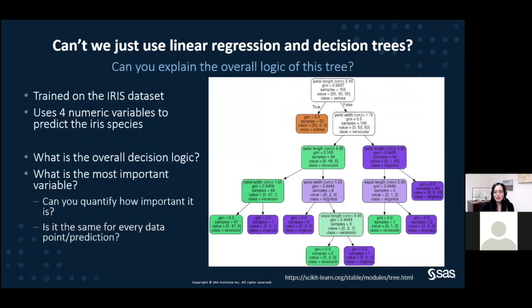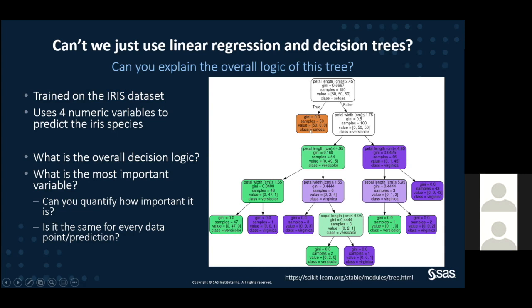Even, for example, this. This is a decision tree trained on a data set with only 4 numeric variables. Actually, if you look at it, this decision tree only uses 3 of the 4 variables. And just by looking at it, can you tell what the overall decision logic is and what the most important variable is? You may say, okay, because the first split is looking at the petal length. If petal length is smaller than 2.45, then the predicted class is setosa. If it's not, then we go down. So maybe the most important variable is petal length.